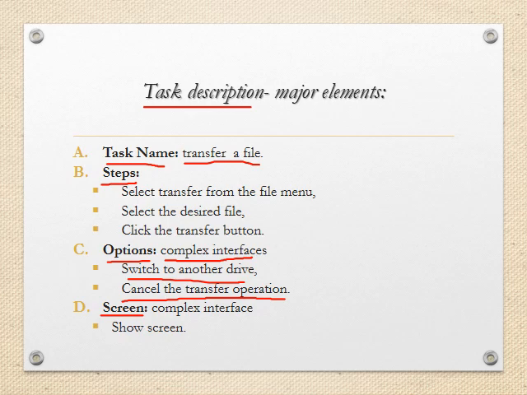For example, the screen. Do we have a complex screen? Do we need to show the screen? These are the kinds of options or elements that need to be included in any task description.